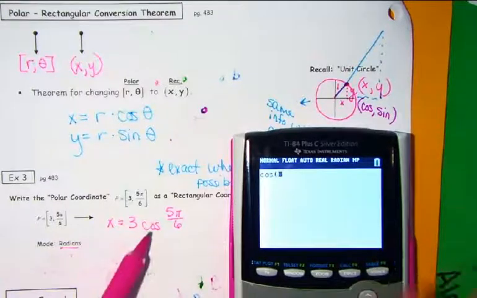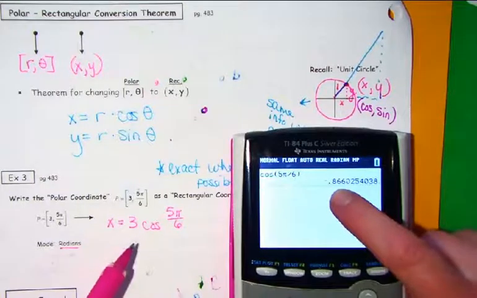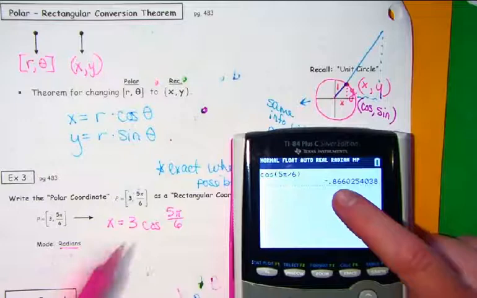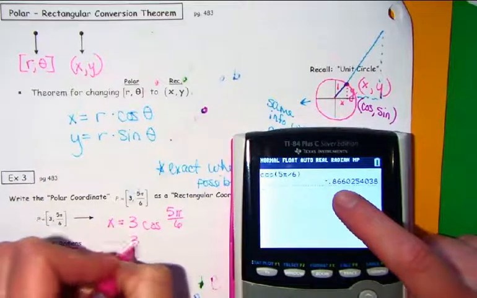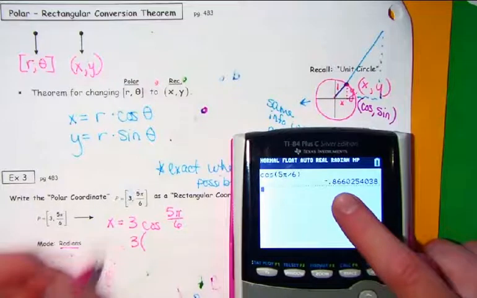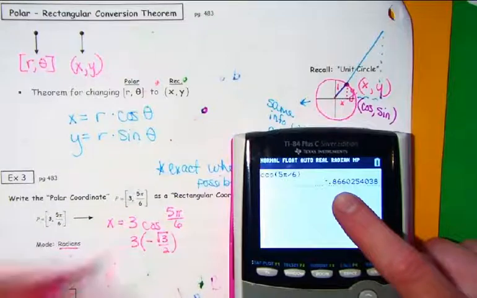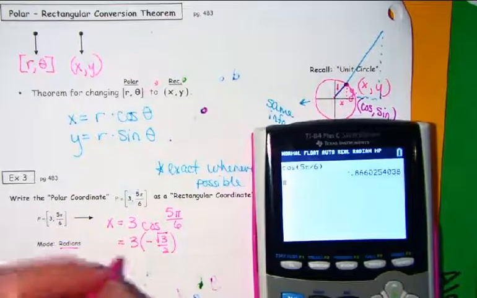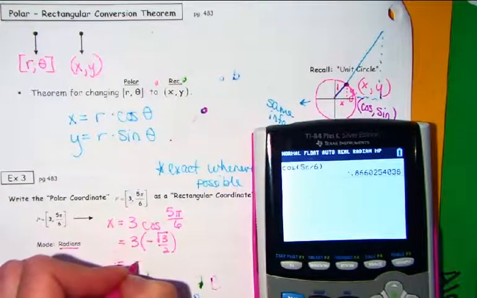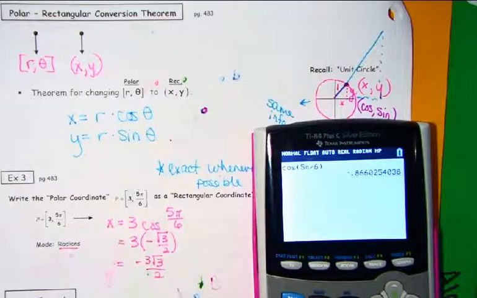And when I do cosine of 5 pi over 6, I don't want to just go ahead and immediately multiply it by 3, because this is the number that we know. I'm not going to write down negative 0.866. What am I going to write down as the cosine of 5 pi over 6? Awesome. Negative root 3 over 2. So our x value equals negative 3 root 3 over 2. This is our exact value.